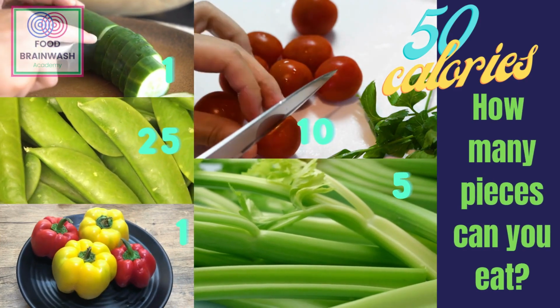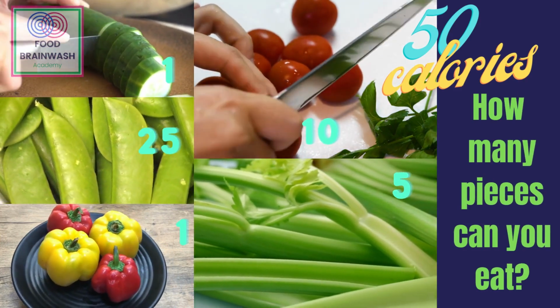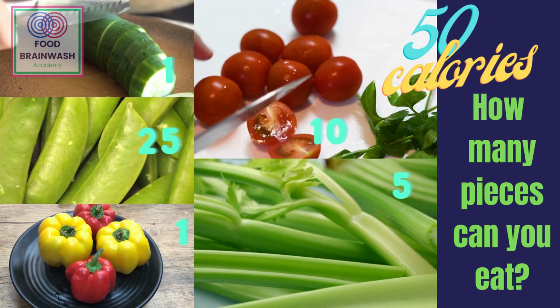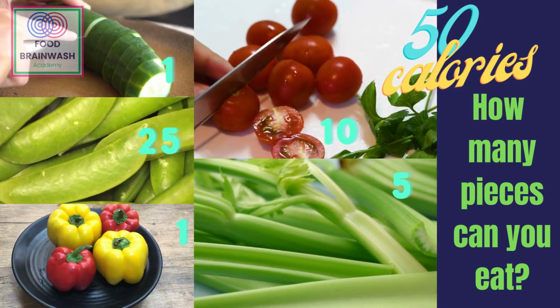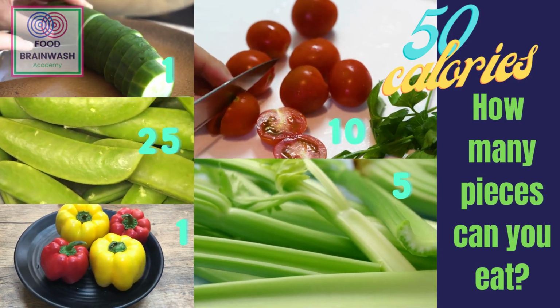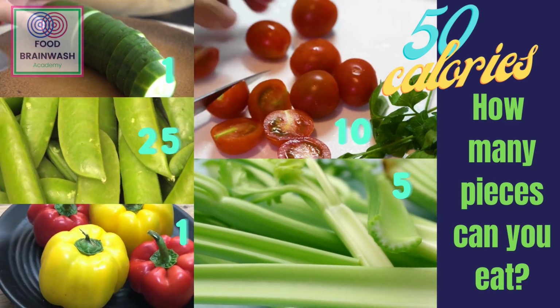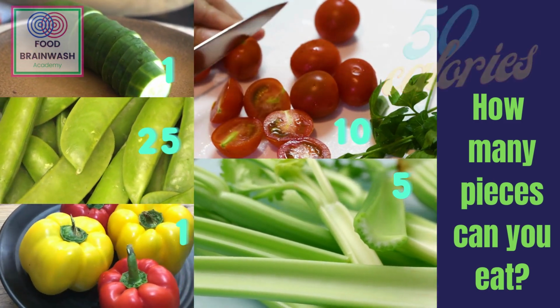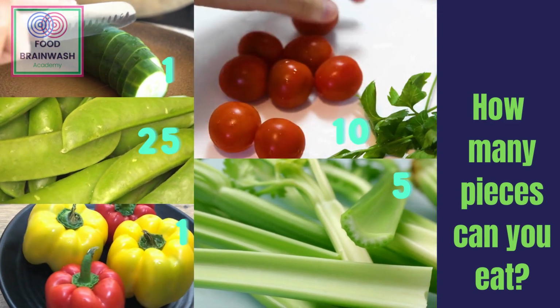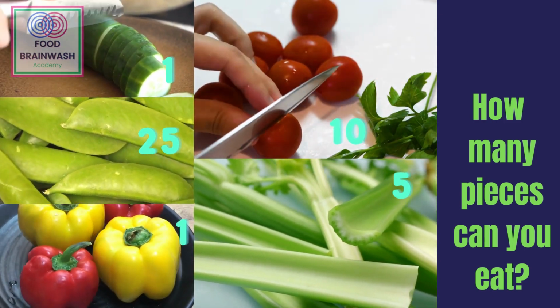Check out this colourful array of veggies. 5 refreshing celery stalks, a whole bell pepper, 10 juicy cherry tomatoes, a whole cucumber, and 25 sweet snap peas. And the best part, you can enjoy all of these for just 50 calories each.